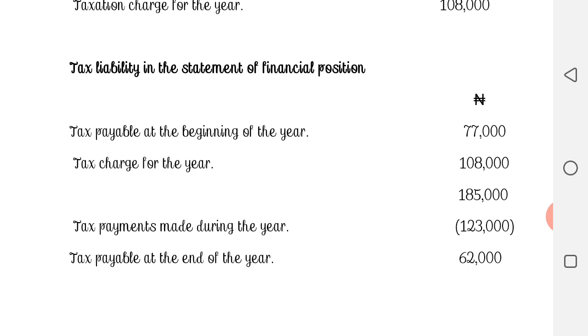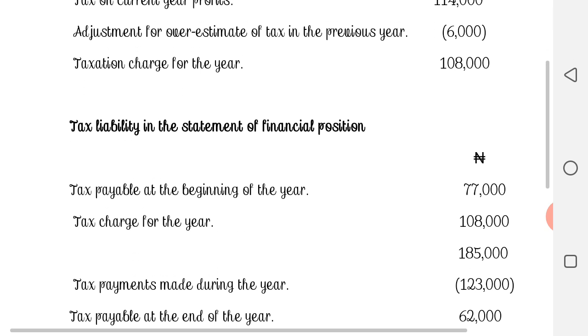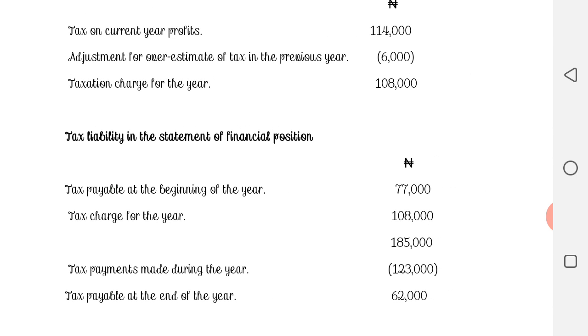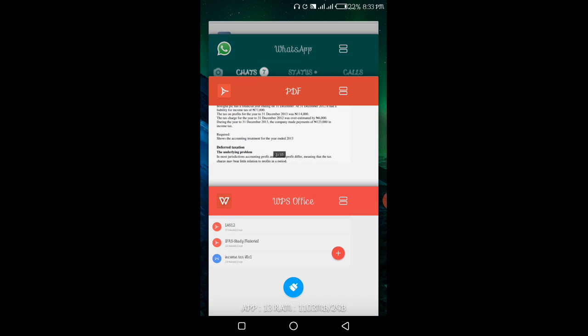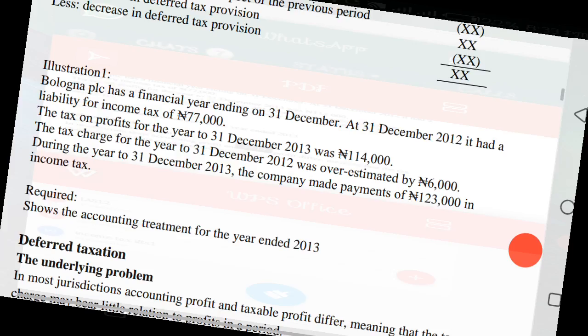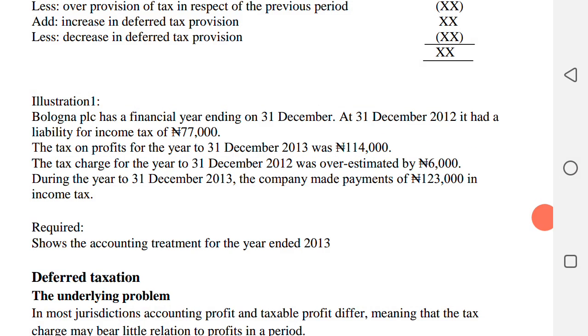Then the balance in your liability account will be 62,000 naira. So this is the solution to illustration 1.